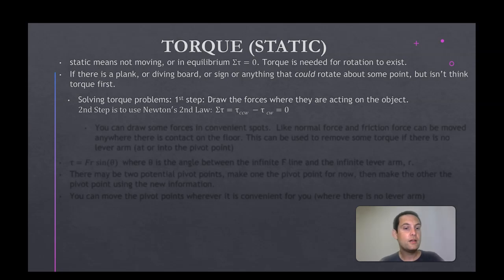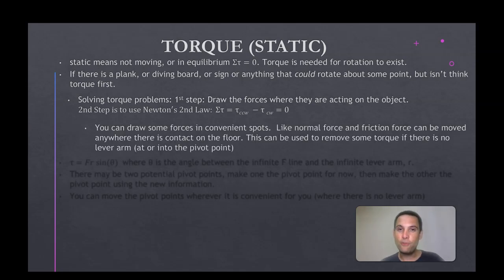Second step, after drawing forces, we're going to use Newton's second law. Net torque equals the torque going counterclockwise equals the torque going clockwise. Torque going counterclockwise minus the torque going clockwise equals 0. You can draw your forces in convenient spots. Like normal force and friction can be moved anywhere there is contact on the floor.